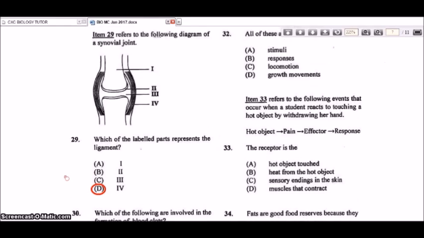So if we were to answer the other parts, 1 will be pointing at the bone, 2 is actually pointing at the cartilage, and 3 is pointing at the synovial fluid. So that is the area between the two bones to help lubricate the joint.